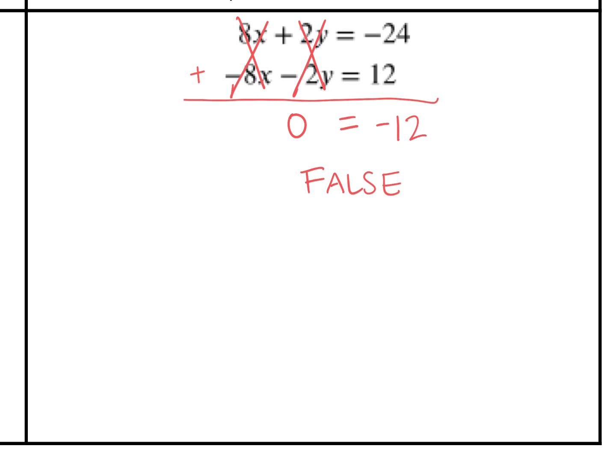And since we get a false statement, whenever this happens, that means there is no solution. If you were to graph these two lines on Desmos, you would have two lines that were parallel and never intersect.